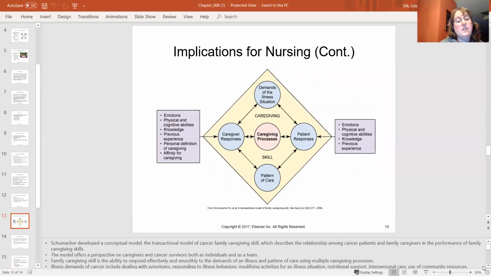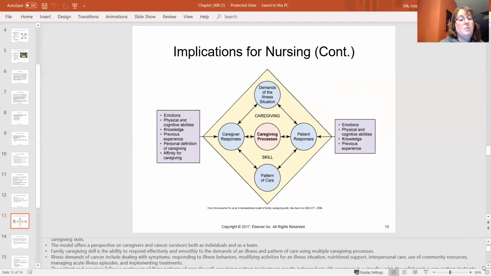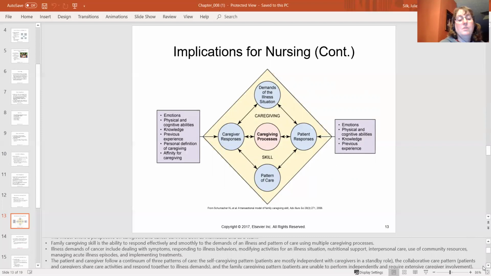Family caregiving skill is the ability to respond effectively and smoothly to the demands of an illness and pattern of care using multiple caregiving practices. Illness demands of cancer include dealing with symptoms, responding to illness behaviors, modifying activities of an illness situation, nutritional support, interpersonal care, use of community resources, managing acute illness episodes, and implementing treatments.